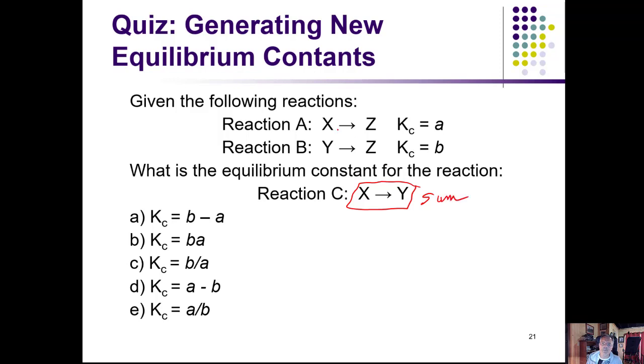Now, you may have to manipulate. What does manipulate mean? Well, you might have to reverse a reaction. You might have to multiply a reaction. I'm not going to tell you precisely what to do. But once you get a sum, you're going to manipulate, get the appropriate equilibrium constant, and then you have to multiply. All right? Remember, this is your goal reaction, that one right there.